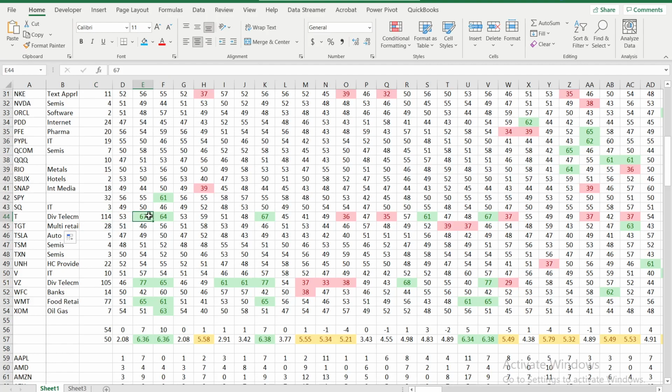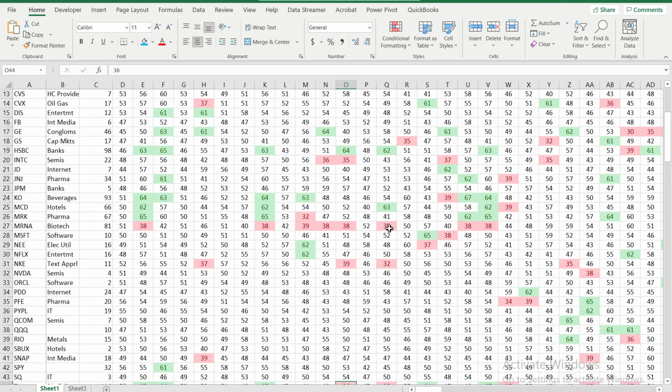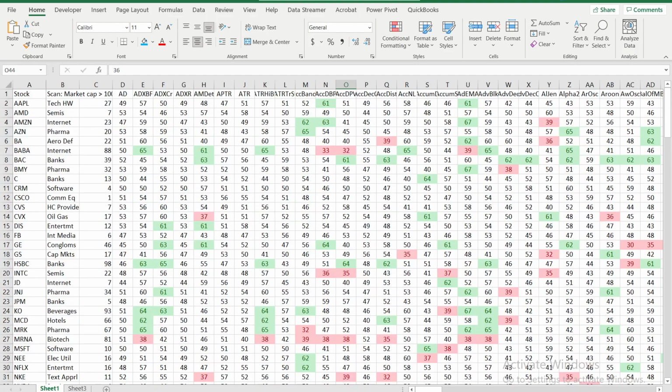Now, another thing I need to point out, this is a positive correlation. Anything above 60%. When you see it go below 40%, that means it's an inverse correlation. So that's another thing I'm going to look at. And that's it for now.